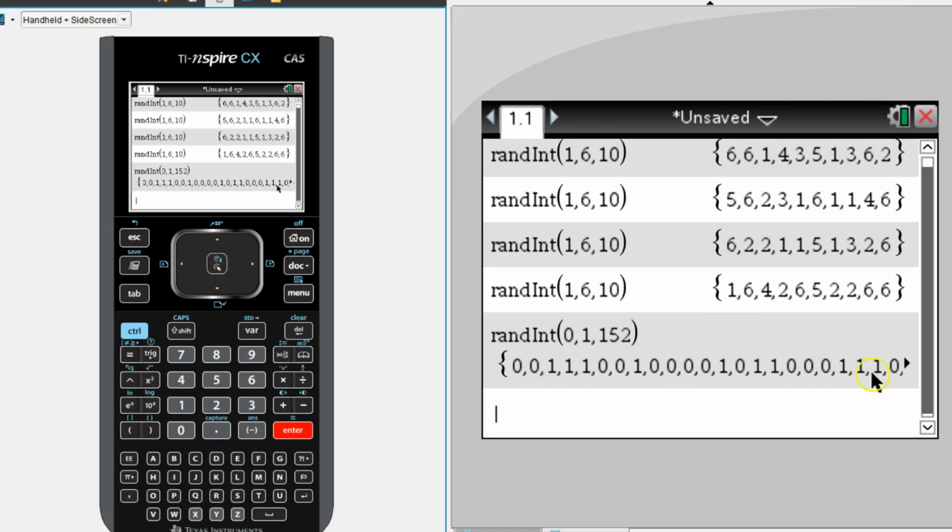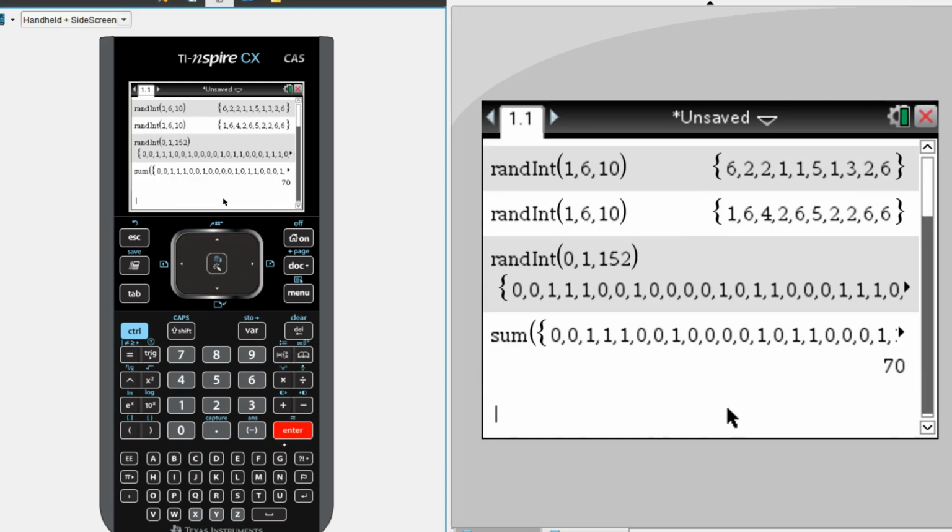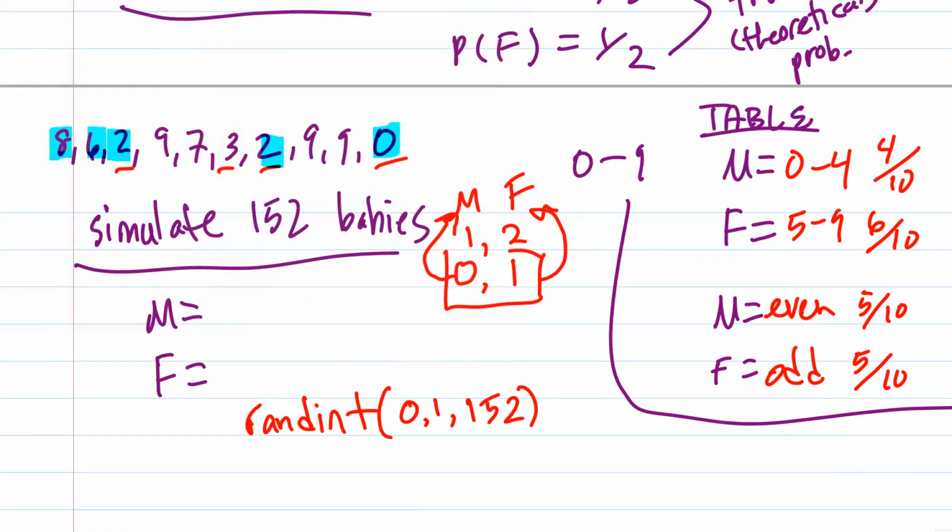I don't really feel like counting through all of those. So what I can actually do is I can just tell it to sum or to add up everything from this list. Well, what did it do? Well, since the guys were 0 and the girls were 1, it added up all the ones. How many females did we have? 70 females, which means the other 82 would be males.